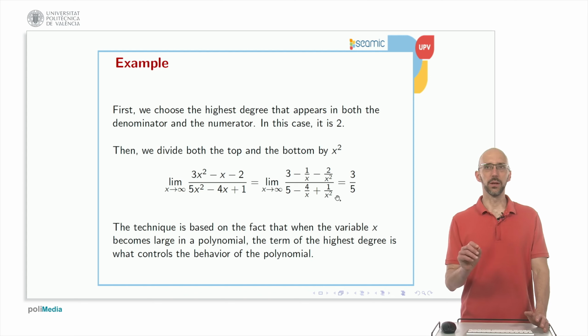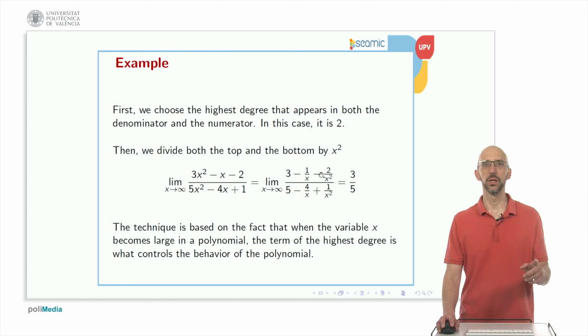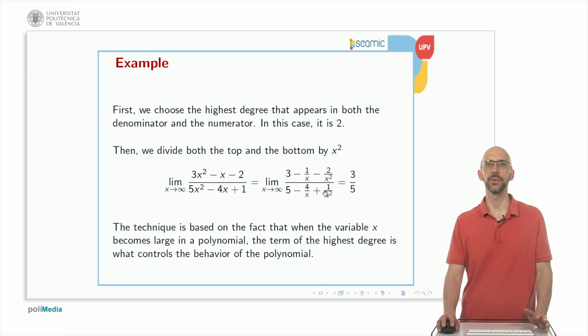Now, if we substitute x by infinity, what do we have? 1 over infinity tends to 0. 2 over infinity tends to 0. 4 over infinity tends to 0, and 1 over infinity squared tends to 0. So this part of the fraction disappears. The only thing left remaining is 3 over 5.